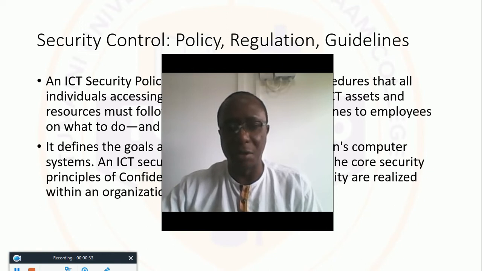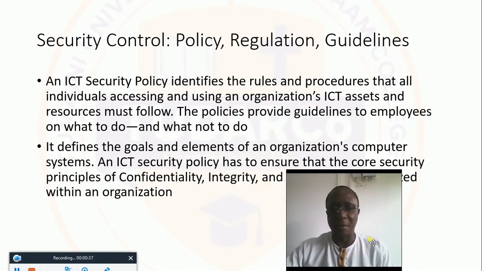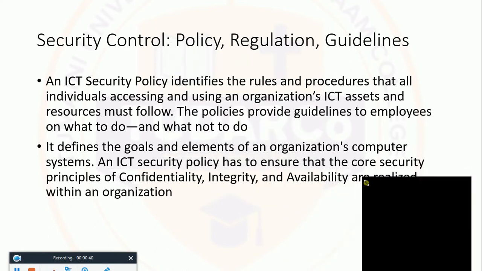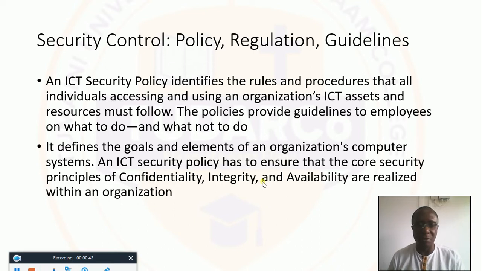ICT Security Policies. Actually what they do, they set up rules, procedures and guidelines on how to use ICT devices or how to use ICT assets. There should be well put procedures, rules and guidelines.